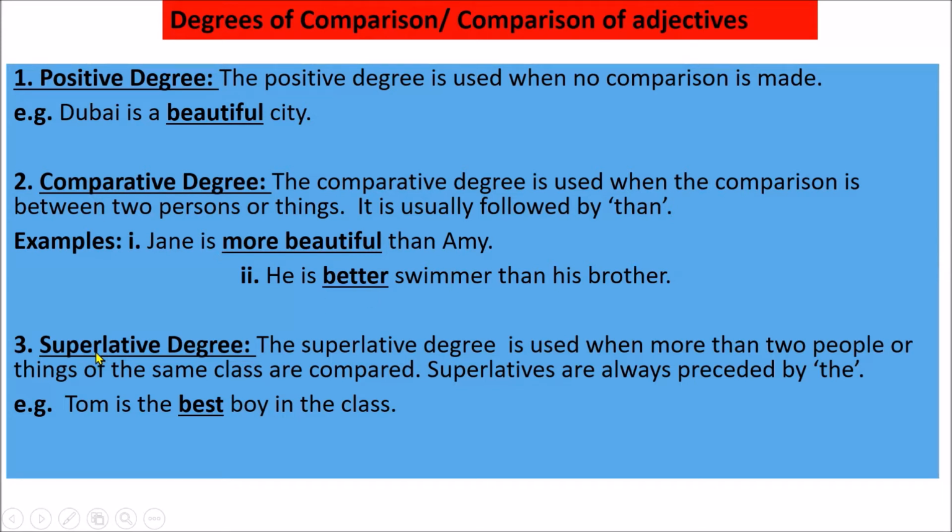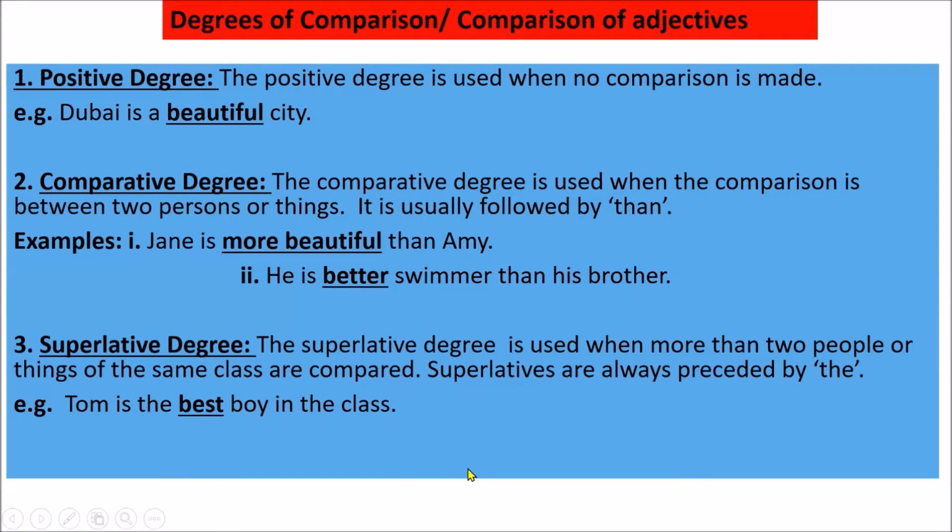Now come to the superlative degree, the highest degree. It is also called highest degree. The superlative degree is used when more than two people or things of the same class are compared. So when we talk about same kind of people or things, same class we should say. When more than two people or things or places are being compared, then we use superlative degree. For example, I showed you in the beginning a picture of three boys. So when we are doing comparison among those three boys, in that case we use superlative.